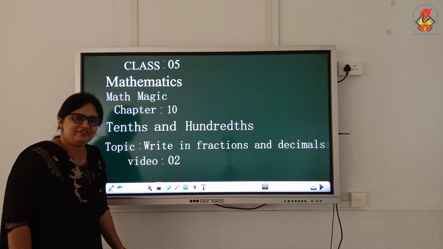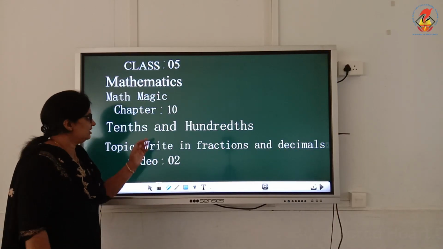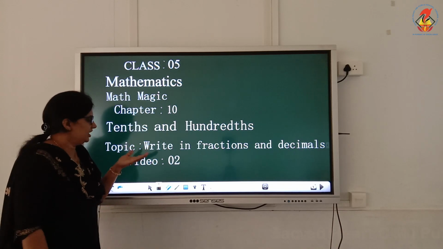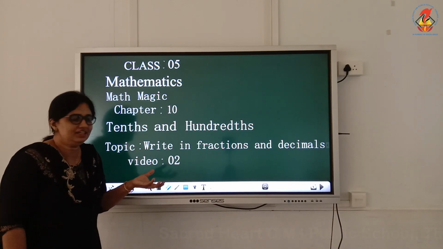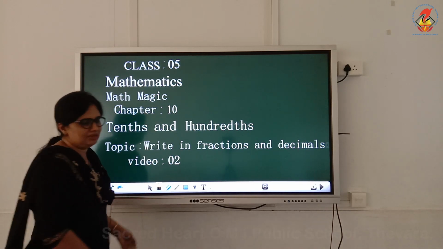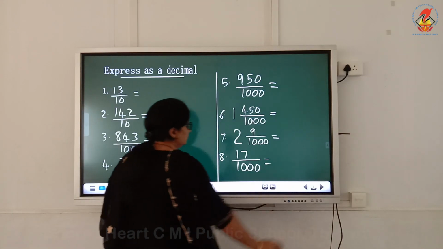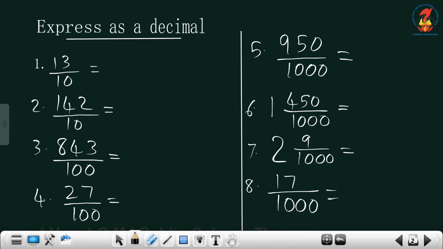Dear students, today we will continue with the same chapter, chapter 10, tenths and hundredths, but I will show you how to write it as fractions and decimals, right? See, first one is how to write it in decimals. Express as a decimal. How can you write it as a decimal?